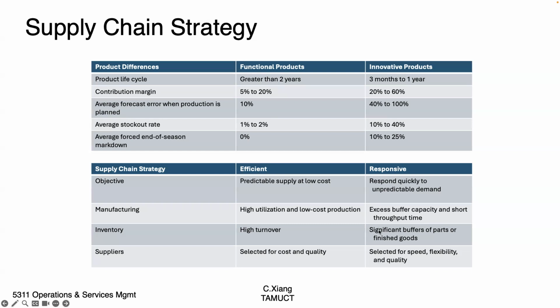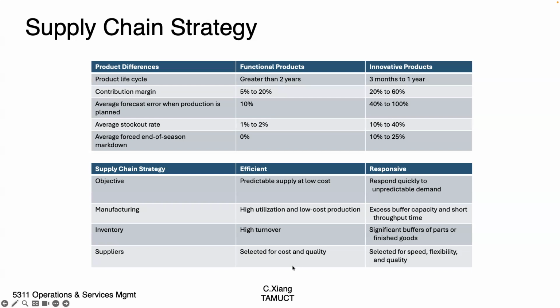Inventory policy also differs. Efficient supply chains emphasize high inventory turnover and fast, smooth inventory flow. Well, the responsive supply chains rely more on buffer inventory to protect against demand uncertainty. Supplier relationships reflect these differences as well. In the efficient supply chain, suppliers are typically selected based on cost and quality. In a responsive supply chain, suppliers are chosen for their speed, flexibility, and reliability, even though they may be more expensive.